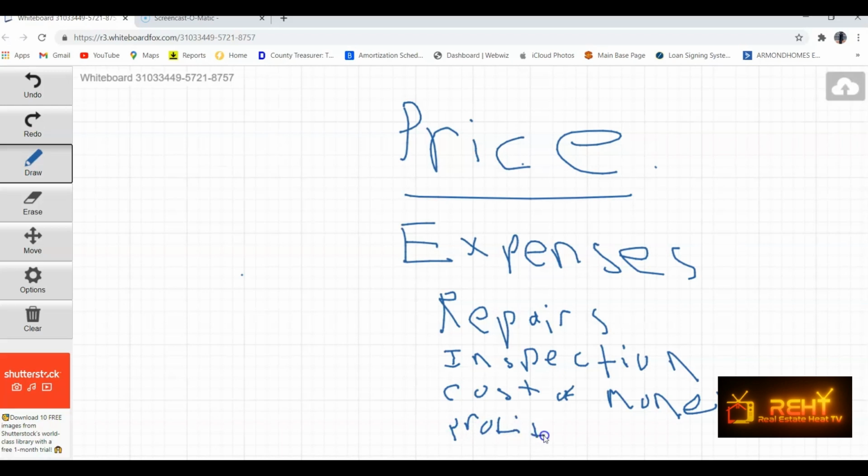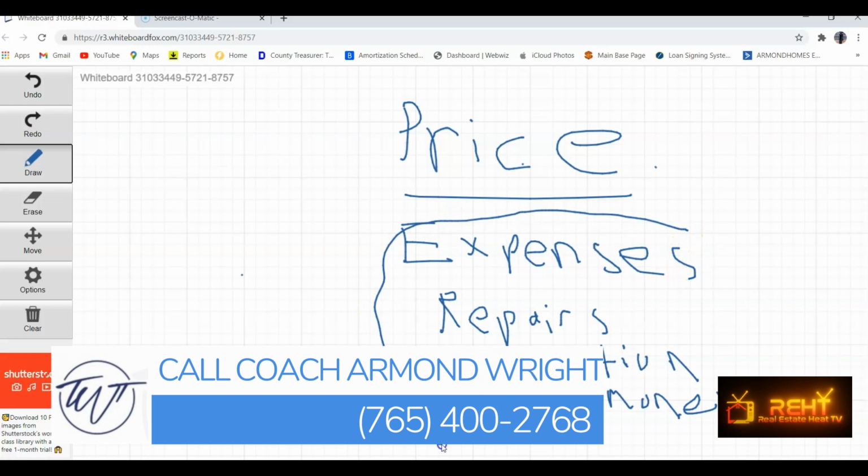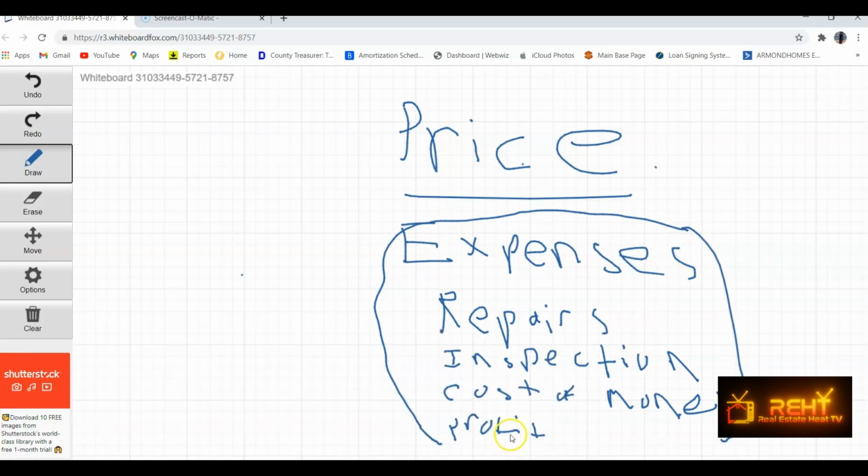Basically, what I have here is a formula. I started with the price that we negotiated, and then I look at all these expenses that I captured along with the profit. Based off the formula, I can make an accurate offer on any property from anywhere just by going through this formula.